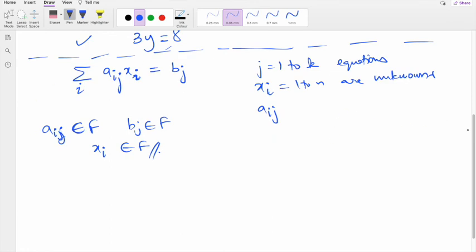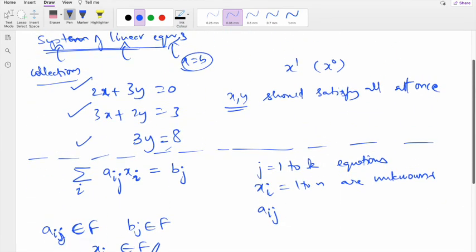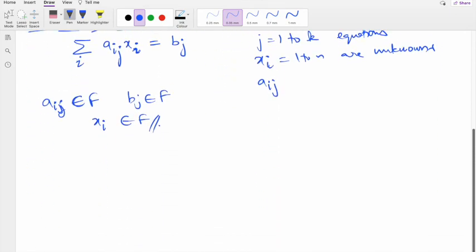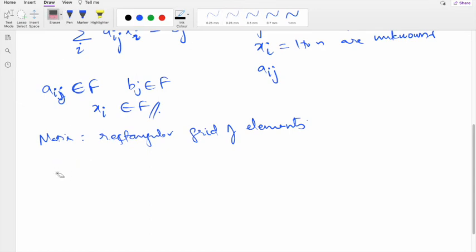With this in mind, how is a matrix coming here? You represent this sort of a set of equations a bit more cleanly using the idea of a matrix. A matrix in this sense is just a rectangular grid of numbers, grid of elements. So if I have a matrix, let's say M, which belongs to F^(m cross n), we have already seen this sort of a vector space before. Every element of M, which I'll denote as M_ij, belongs to this field F.